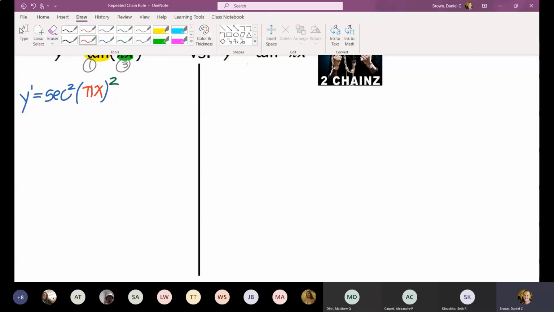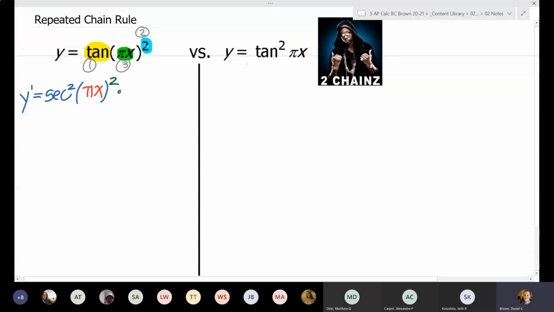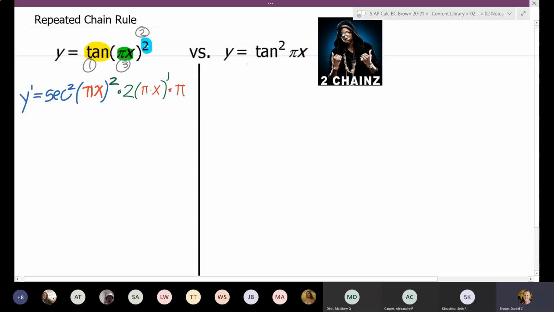Then the one on the next side is something squared, so I'm going to multiply by its derivative. This is the power rule. 2 comes down in front. The new exponent is a 1. What's still on the inside? Pi times x. Now I can take the derivative of the very inside. The derivative of pi times x: pi is just a coefficient on a linear term, so the derivative of pi times x is just pi. You can leave it like that.